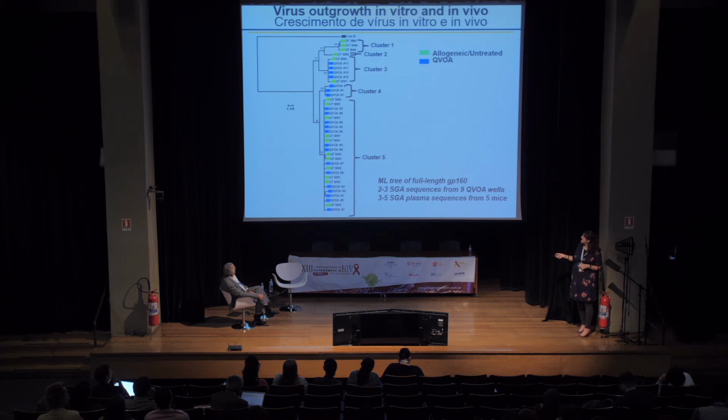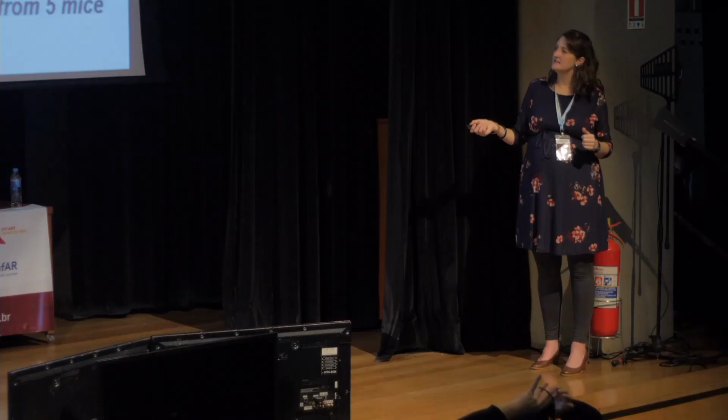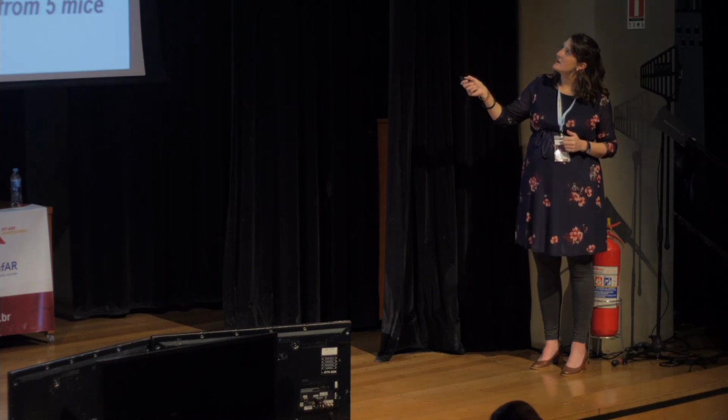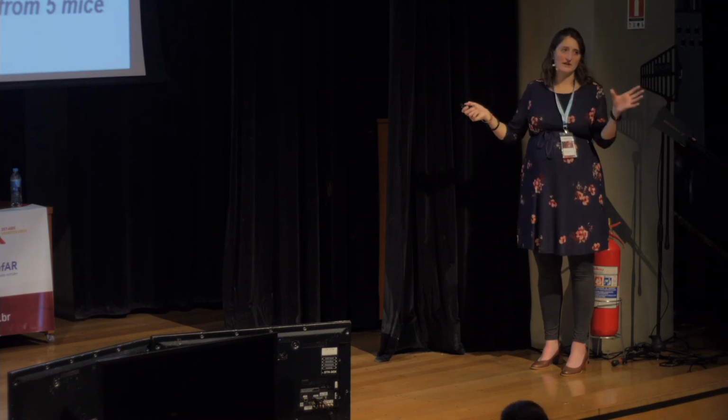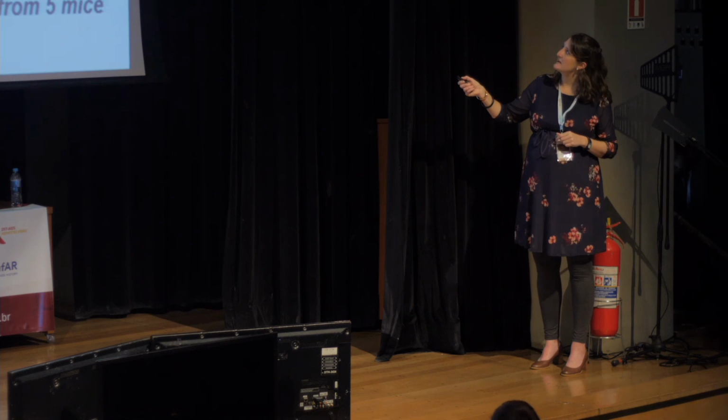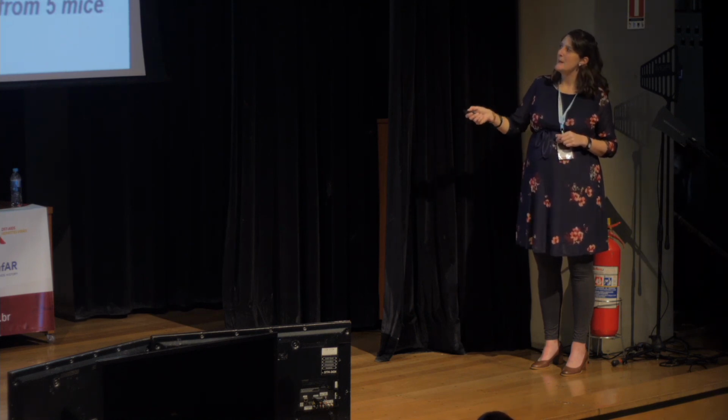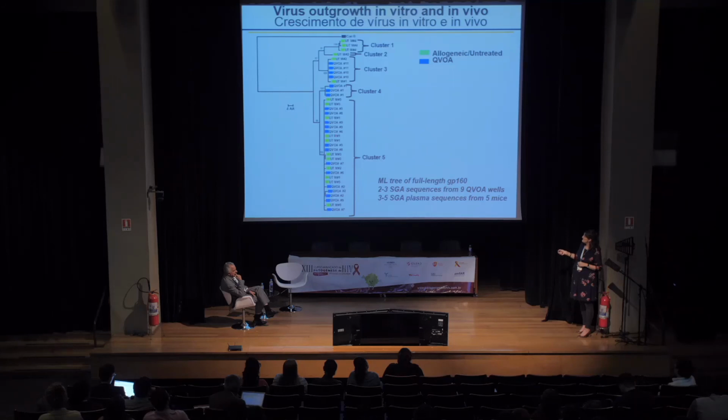So here I'm showing a maximum likelihood tree. We did SGA sequencing of 9 QVOA positive wells from the Jones lab and 5 positive mice from the Goldstein lab. And so the mice viral sequences, and this is whole full-length gene sequences, the mice are in green and the QVOA are in blue. And here's the tree. And what you can see is that they're pretty intermingled. That's the overall conclusion.